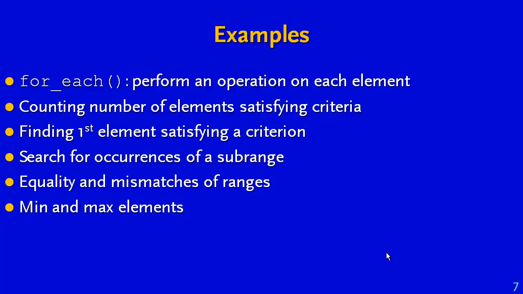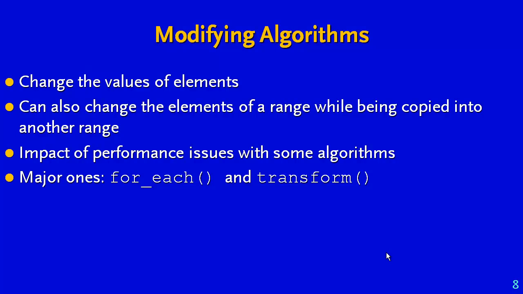So search for the occurrence of a subrange. You can look for subranges and equality and mismatches of ranges, so min and max elements as well. So that's quite a lot. And unfortunately, we won't be able to discuss everything. I think you should eventually go to the book by Josuttis, and you'll see all the functions, or maybe come to an advanced course.